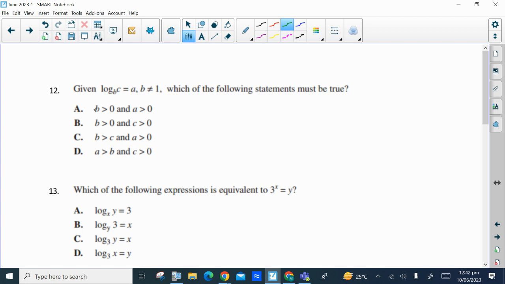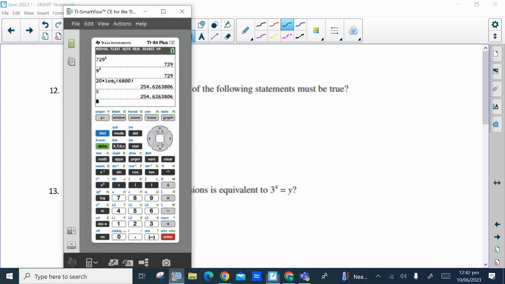So b has to be greater than 0, that's always true, but a doesn't always have to be. It can be less than. You can get a negative answer. Choice B says that both b and c have to be greater than 0. Well, we know that's correct. The reason C is not correct is because a will not always be greater than 0. And the reason D is not always correct is because a will not always be greater than b. In fact, b has to be positive, but you can get a negative answer for a. You can get an answer from a log that is negative.